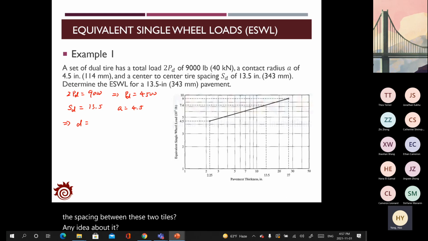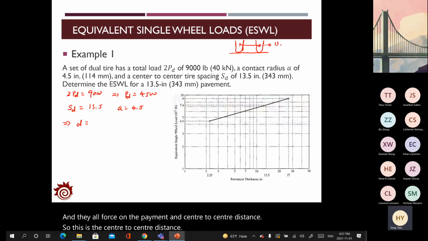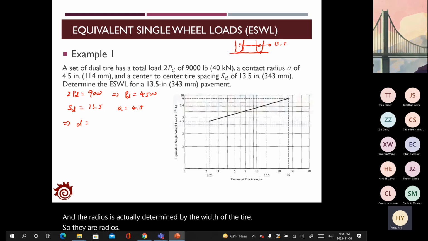Okay, maybe it's more straightforward if I draw these two tires. So we have tire 1, we have tire 2, and they all fall on the pavement, and this is the center to center distance as 13.5 inches, and the radius is actually determined by the width of the tire. Usually the width of the tire will be 2 times the radius, which will be the diameter of the contact area.